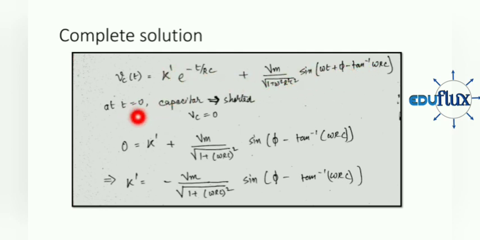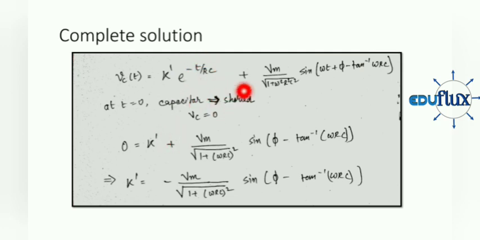But see, when t is equal to 0, the capacitor is shorted. When t is equal to 0, what is the property of the capacitor? See, there is no charge, so it will not be able to oppose the current. So the capacitor will be shorted. So Vc is equal to 0. So I am equating Vc is equal to 0. So this will be k dash. See, t is equal to 0, so e to the power minus 0, that is 1.